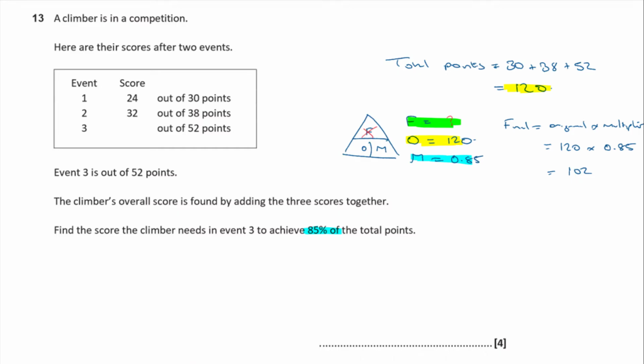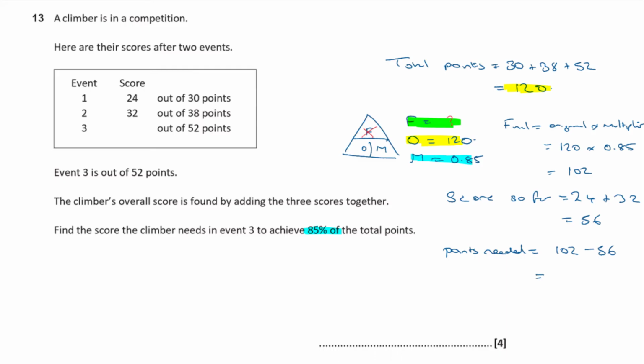Now he's already scored 24 and 32, so his score so far is those two scores added together, the 24 plus the 32, and that comes to 56, doesn't it? So he scored 56 points already, and he needs to get up to 102. So points needed is going to be the 102 points he needs minus the 56 points he's already got.